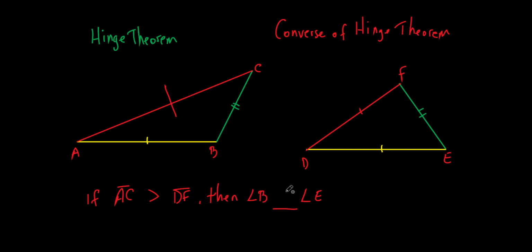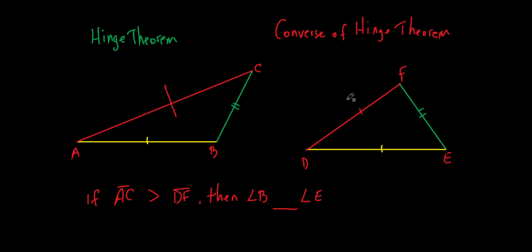B is what? It's the same? B and E? Remember, AC is bigger than DF. All we're doing is going backwards of the hinge theorem. It's the converse of the hinge theorem. So if this side is bigger than this side, then what? This angle, it's bigger than this angle right here, okay?